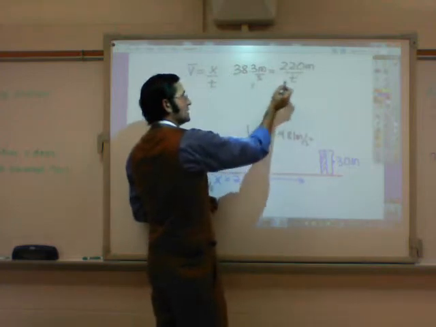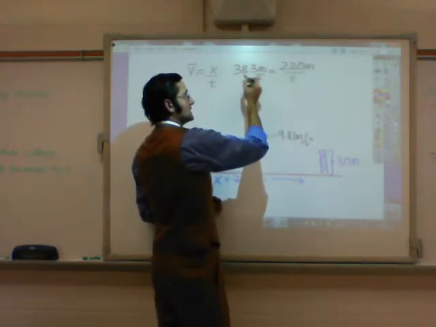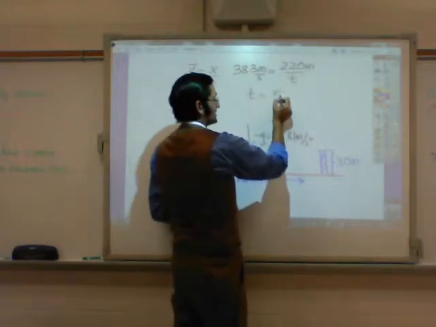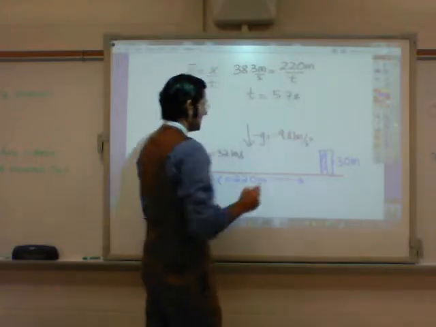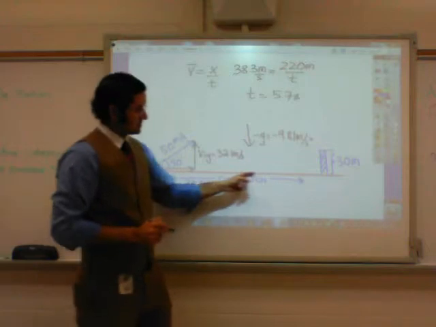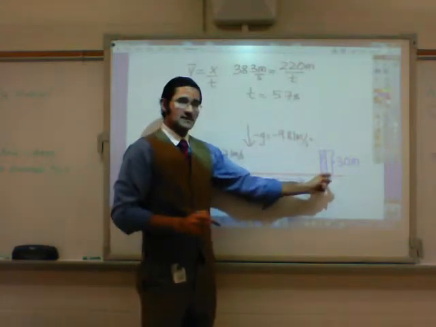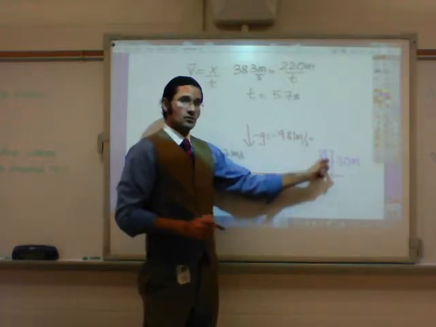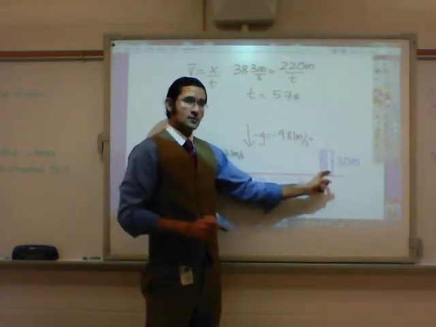time. Using algebra, take t over 220 divided by 38.3 gives you a time of 5.7 seconds. So that means the ball covers 220 meters sideways in 5.7 seconds. So my next step is to find out where is the ball located on the y-axis at 5.7 seconds.